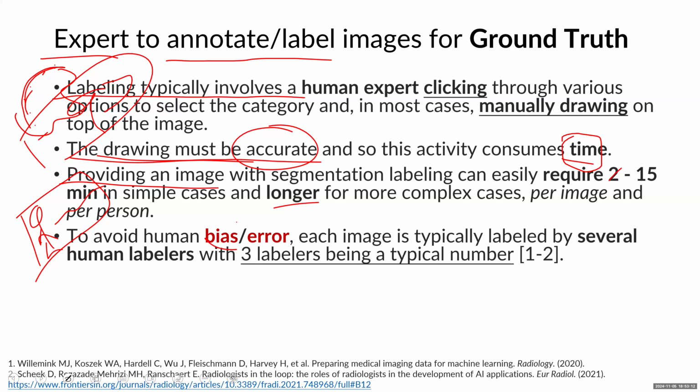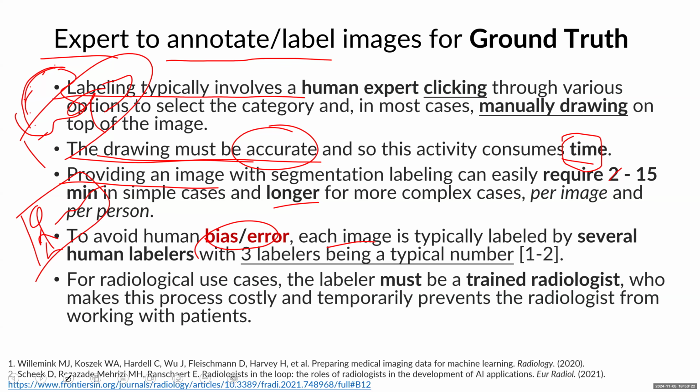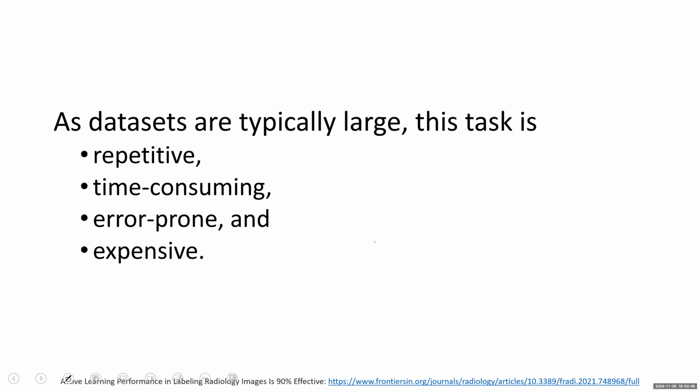To avoid human bias and error, each image is typically labeled by several humans, minimum say 3. So that is a good thing. But it depends on the field as well. For radiological cases, the labeler must be a trained radiologist, and definitely it's costly. And if you engage them, who will work with their patients? So sometimes if you have less money, or not serious cases, you can engage students, but it depends.